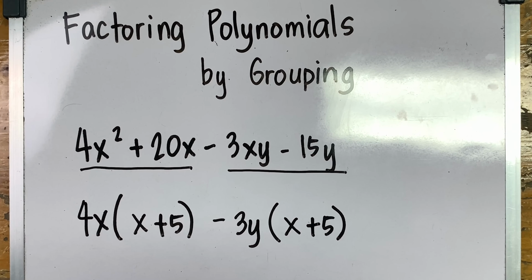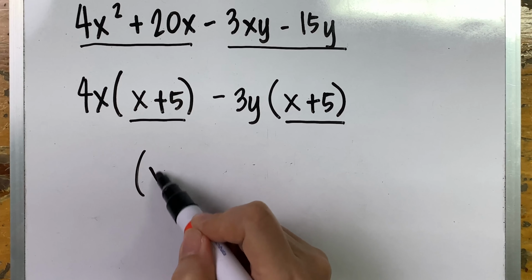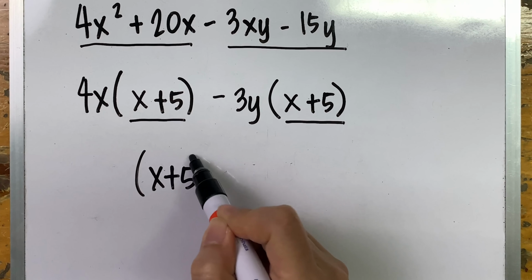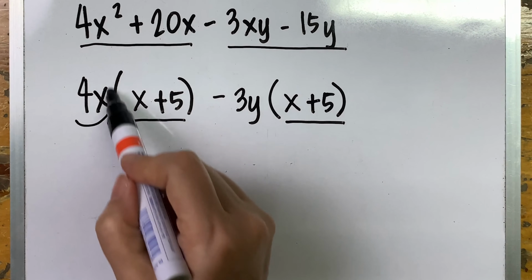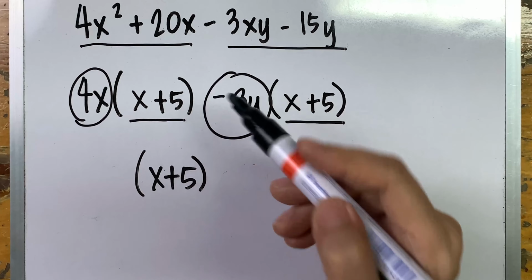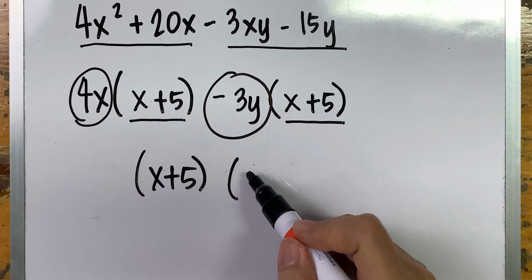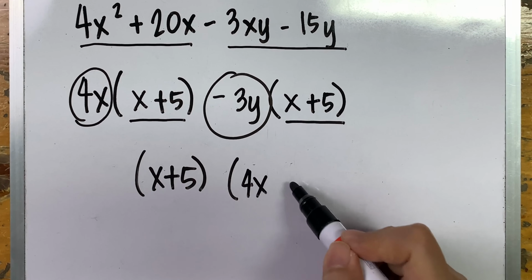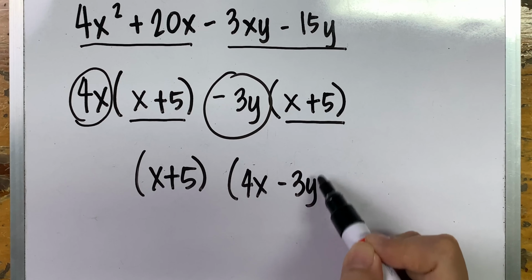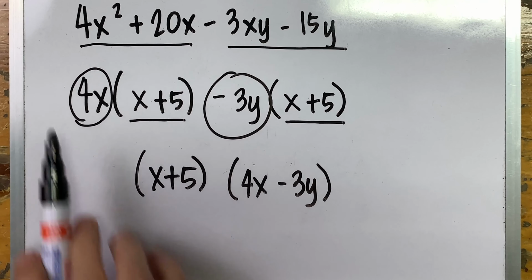Now, you should have a common binomial factor. In our case, we have x plus 5 as the common binomial factor. So we have to factor this binomial factor as well. So this will be x plus 5. And the one that's left is just 4x and 3y. So we'll put that in parentheses, 4x minus 3y. So that's the factor for this one.